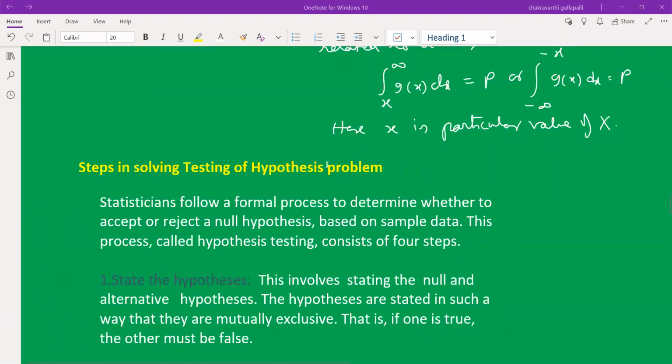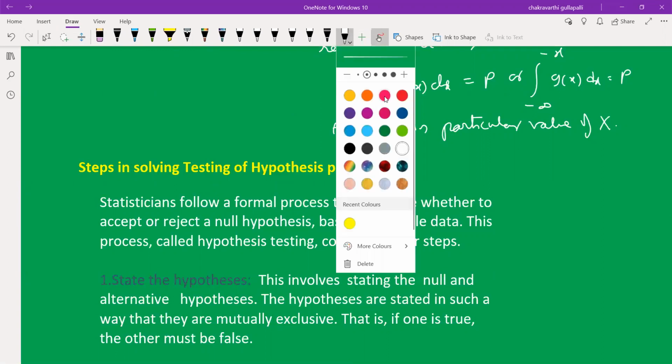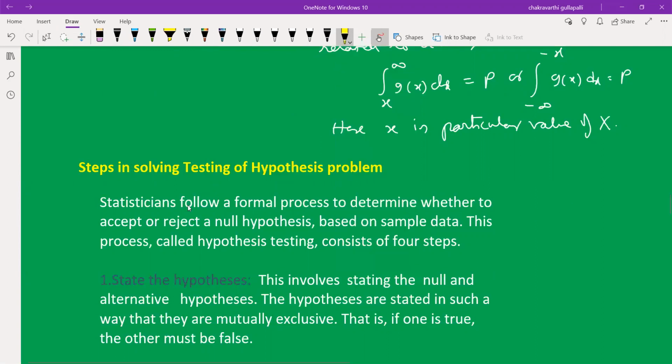Test of hypothesis part 2. So another very important one. Steps involving testing of hypothesis.